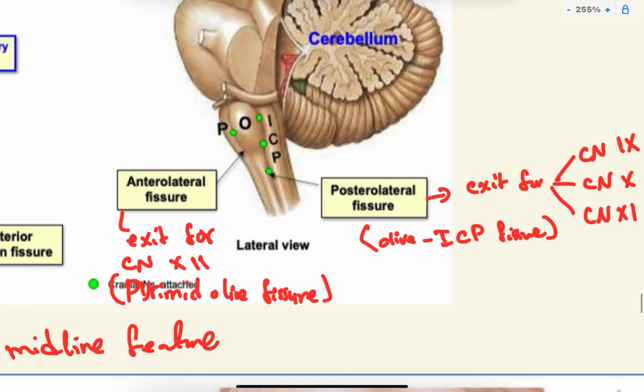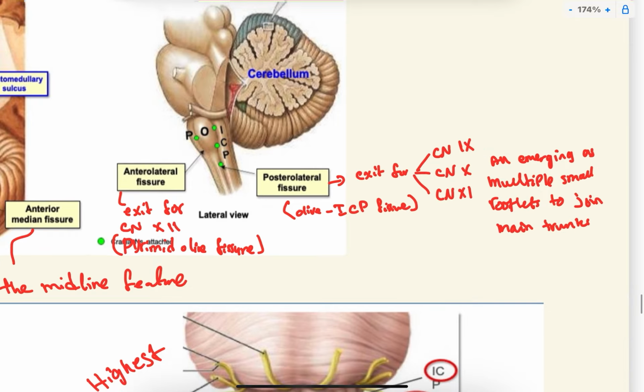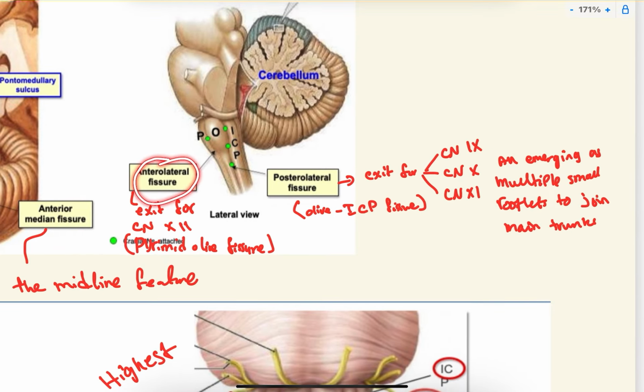Okay, so I have here again the anterolateral fissure, and here I have a posterolateral fissure. So again, I have what? The anterolateral fissure, the pyramid, and then olive, and then posterolateral fissure, and then the inferior cerebellar peduncle. Now, it is very important to know which cranial nerve will be here in the anterolateral fissure. It will be 12, cranial nerve 12, okay? And we also can call it the pyramid olive fissure.